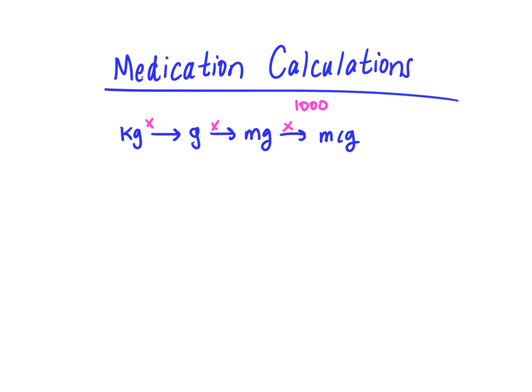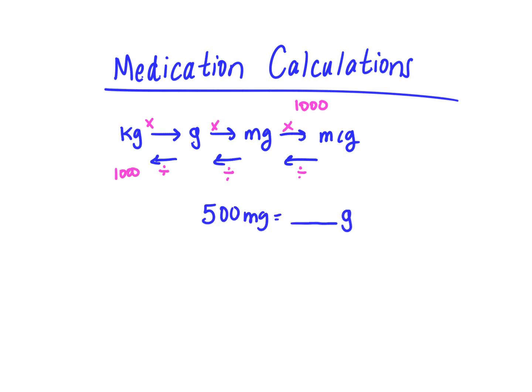If we want to go the opposite direction, we would divide instead. So as we want to move from micrograms to milligrams, we would divide by 1,000. And from milligrams to grams, divide by 1,000. And from grams to kilograms, we would divide by 1,000. We can also look at this as moving the decimal place 3 places.